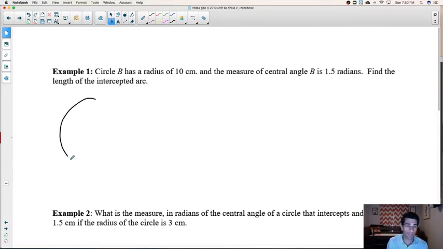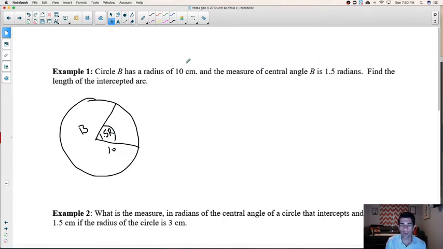So if I'm going to draw that picture, here is circle B, and it has a radius of 10. So I'll draw a radius, and I'll mark it as 10. Central angle B is 1.5 radians. So if I drew the central angle here, this is 1.5 radians. Okay, so it doesn't have the pi, but you have to realize that it was simplified out. So this is a radian measure.